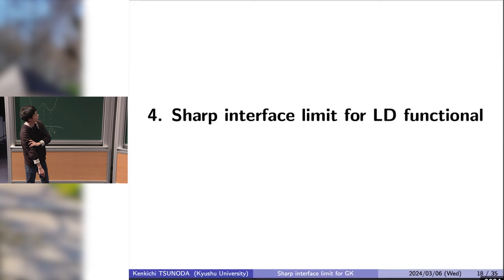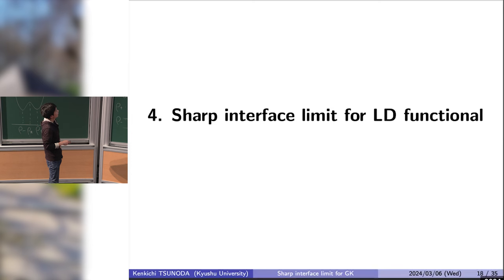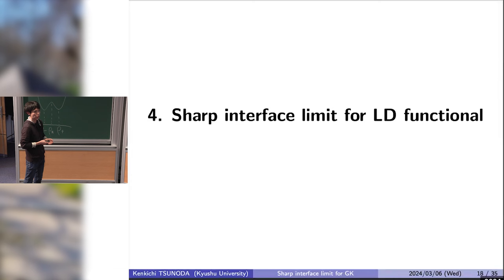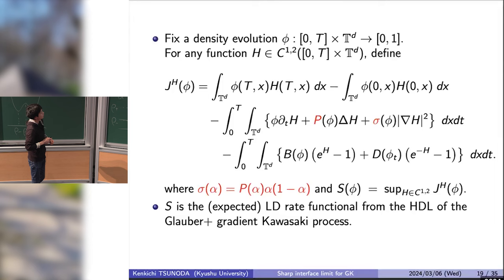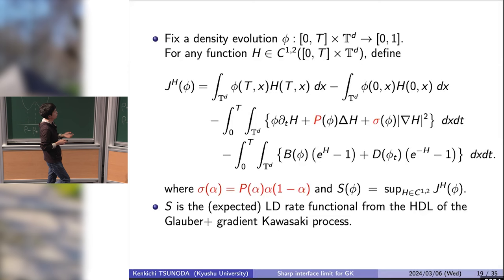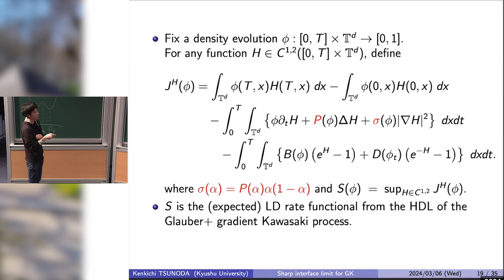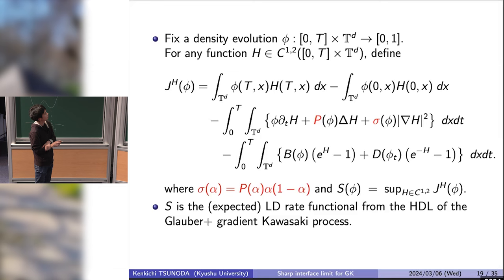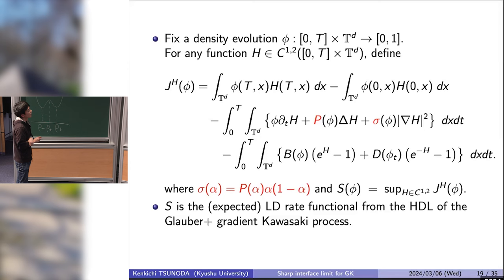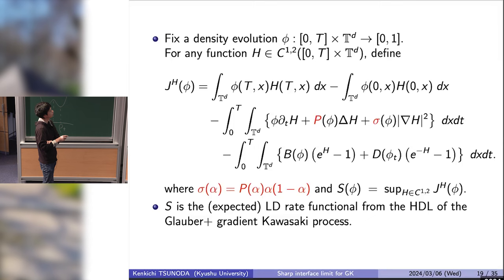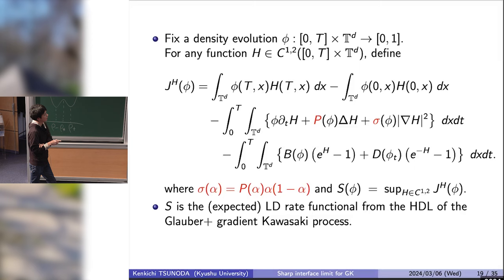Okay, let us move to the main part of this presentation. I want to explain the sharp interface limit for the large deviation rate function. First, we consider the large deviation rate functional corresponding to the Glauber plus gradient Kawasaki dynamics. But it is very easy to see. We just generalize here and here. So this is the diffusivity, and this sigma is the mobility of the system. And then we take a supremum as we did before.